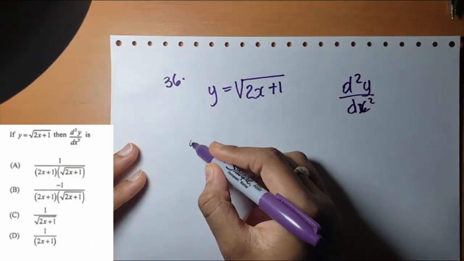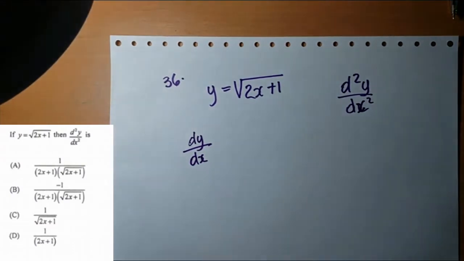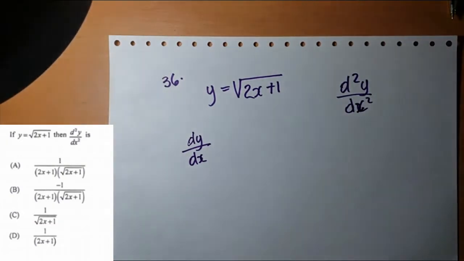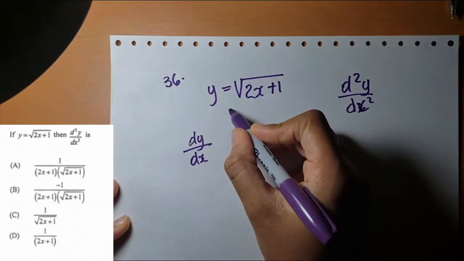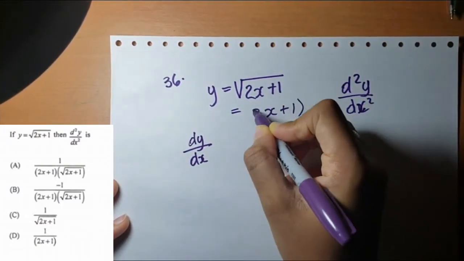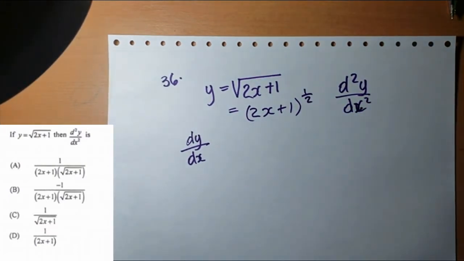So the first time we're going to have dy dx. And then we're saying, okay, it's not product rule. I don't see a quotient. So it looks like chain rule to me. Another way that you can write this is 2x plus 1 to the half. Don't be scared. It's the same thing.